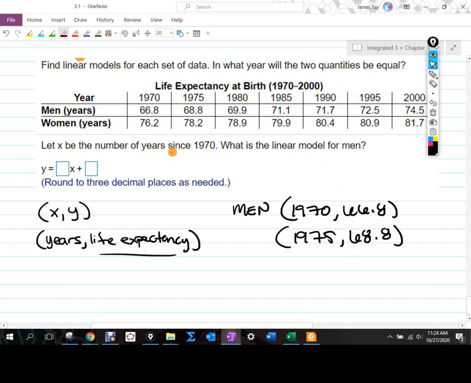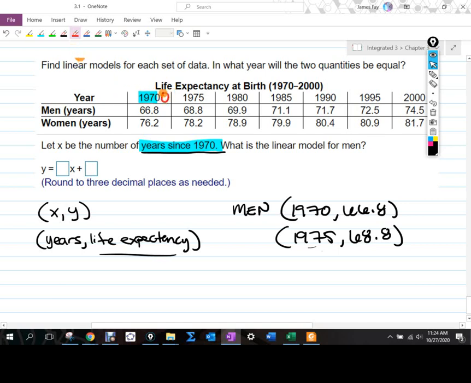Now, they phrase this a little bit differently here. It says, let X be the number of years since 1970. And the idea is we're going to have to find slope. And to find slope, we're going to take 2 points and subtract them, subtract their X and subtract their Ys. Well, they don't necessarily like us using these large numbers for our X's. So what they say, and this is a personal preference if you even want to do this, is use the number of years since 1970. So if it's currently 1970, how many years is it since 1970?